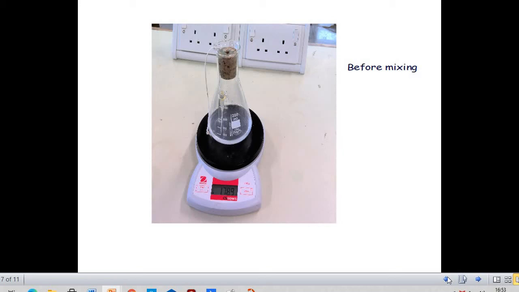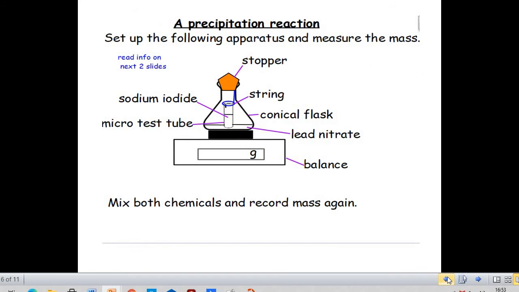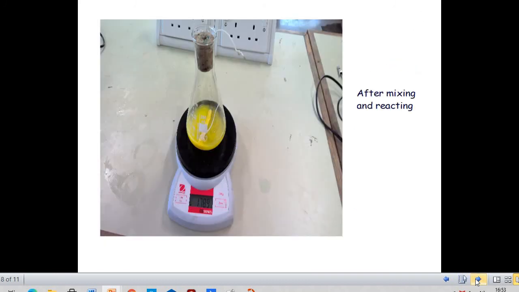Now it says to mix both chemicals and record the mass again. So once we've mixed it, look, it's reacted. Can you see now that we haven't got colourless solutions? We've got a yellow solid in there with the liquid. So we've got a yellow solid and a liquid. And keep a note of the mass.